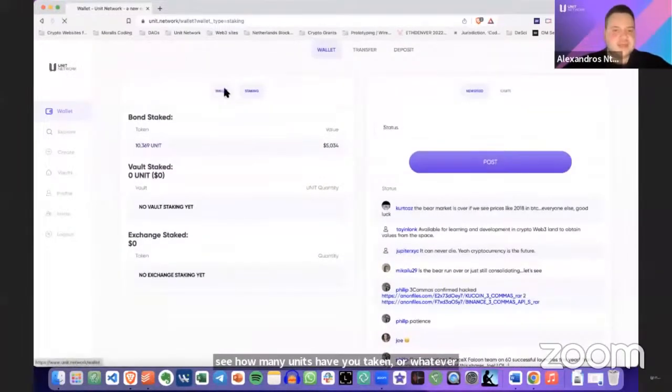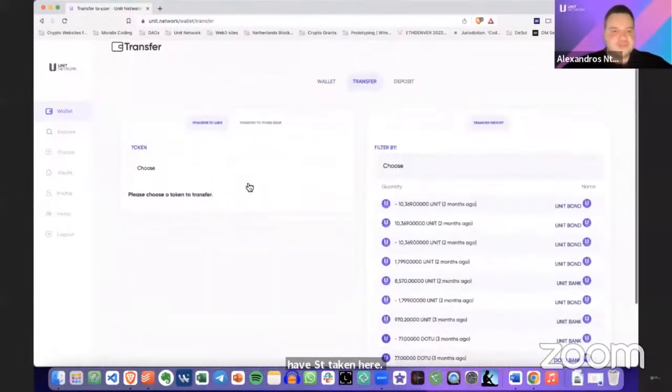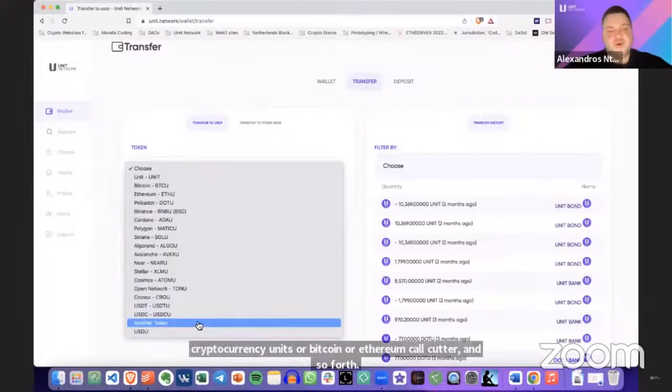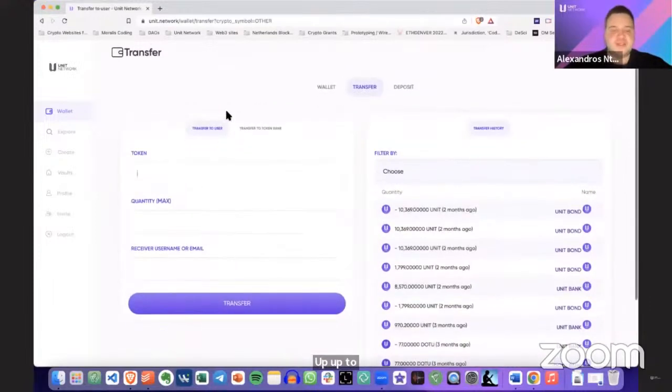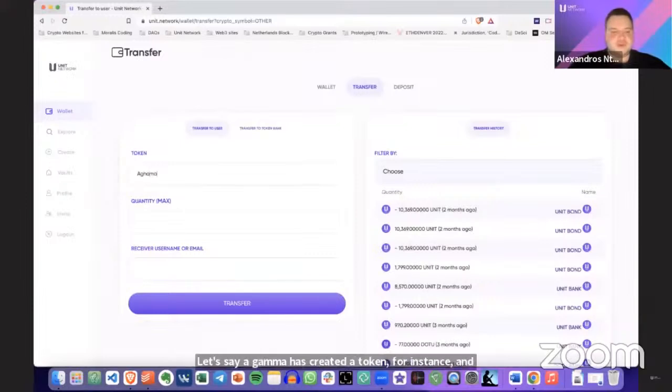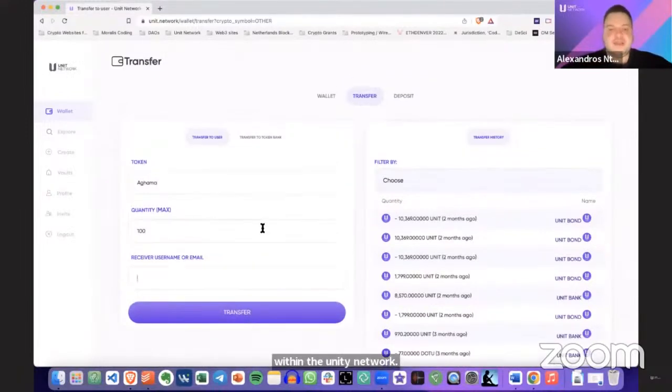You have the transfer function, which is basically transferring to whatever, let's say, cryptocurrency: Unit or Bitcoin or Ethereum, Polkadot, and so forth, up to SDU, or even another token, right? If there is another token, you can write the name of the token. Let's say Agama has created a token, for instance, and I write Agama token, quantity max, let's say 100, and then I write the username of the person within the Unity Network or their email, and I can transfer it, right? And then you can transfer it either to a user or a token bank.